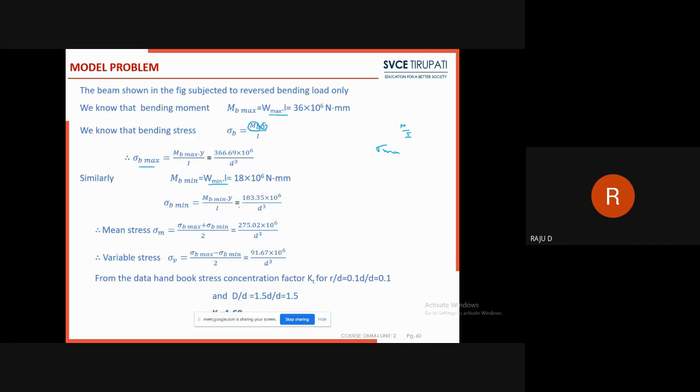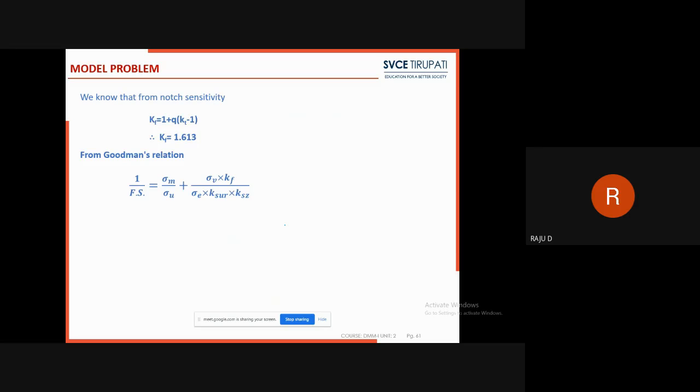These values we are going to substitute in the mean stress value and the variable stress value. We have to get the value in terms of diameter. That means whenever they clearly mention a cantilever beam, you have to calculate the maximum bending moment or minimum bending moment equation. Otherwise it is very difficult. Once we get all the values, we substitute in the given equation or theorem to get the answer.